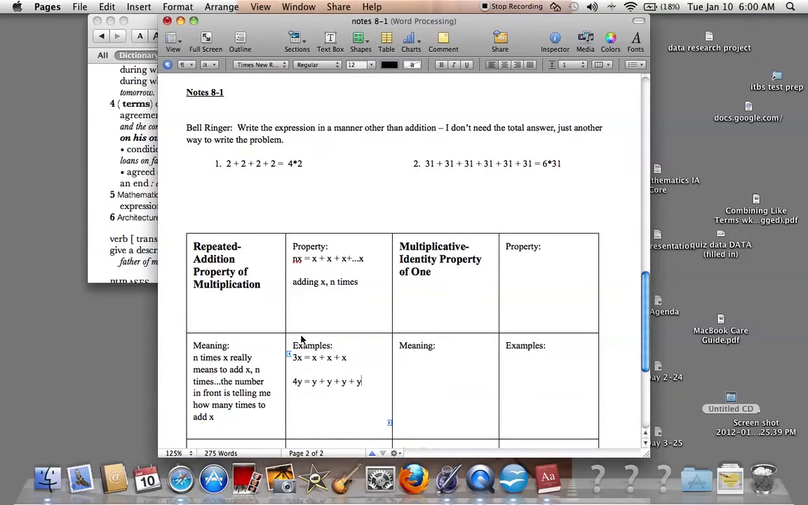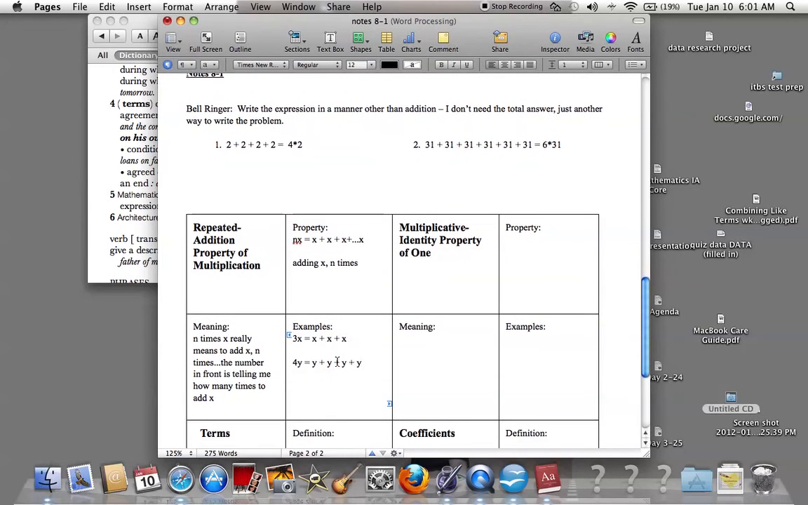All right, so that sums up that whole concept of multiplication as repeated addition. When you see things like 3 times x, you can understand that that really means you're adding x 3 times, that you have 3 x's that were added together.